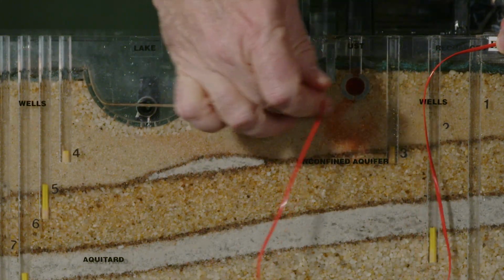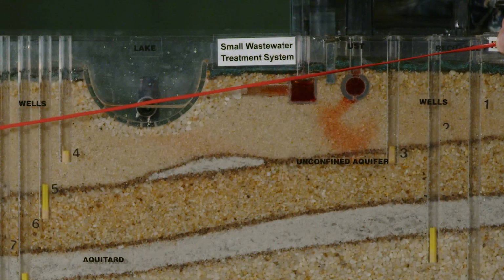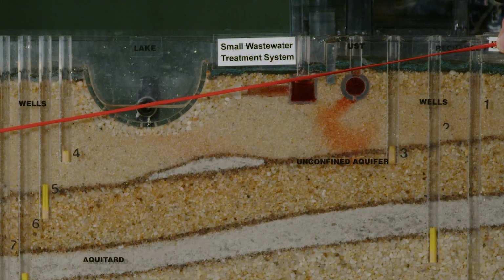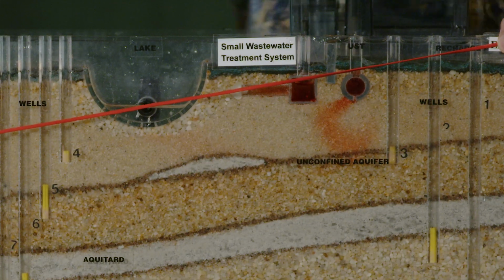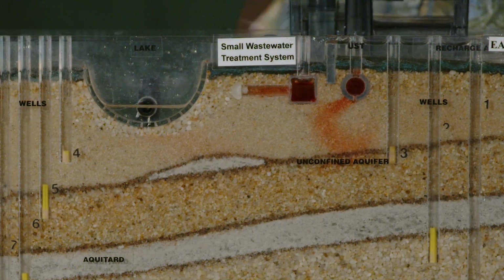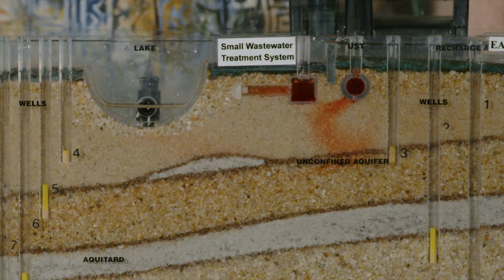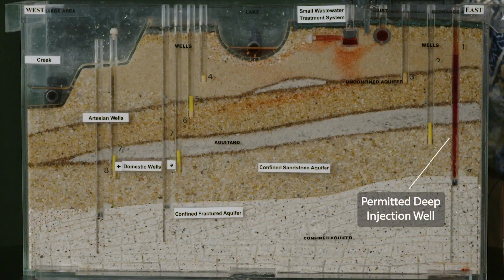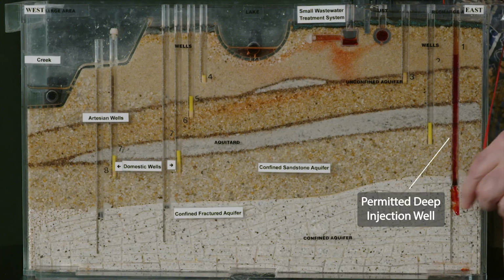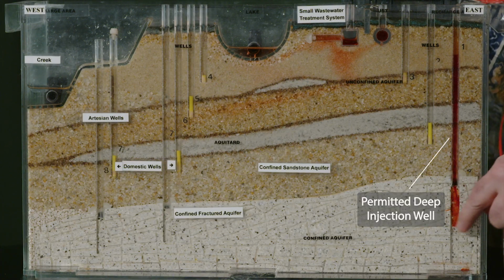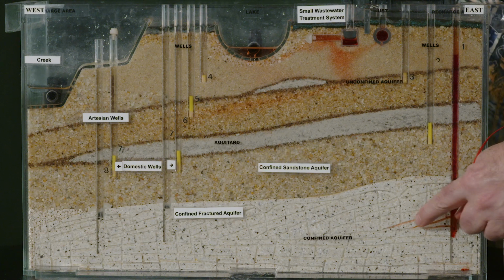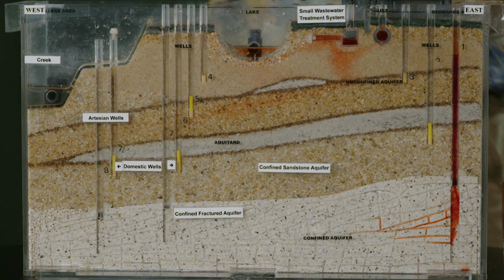Revisiting the hydraulic gradient, we observed the pollution does indeed move down gradient. The groundwater moving through the pore spaces between the sand grains is called diffuse flow. Permitted deep injection wells are used for disposal of frac sand fluids, chemical waste, and nuclear waste. If the wastes are injected into wells tapping fractured rock aquifers, the contaminants move through conduit flow.